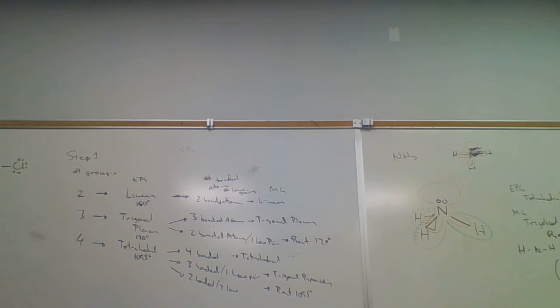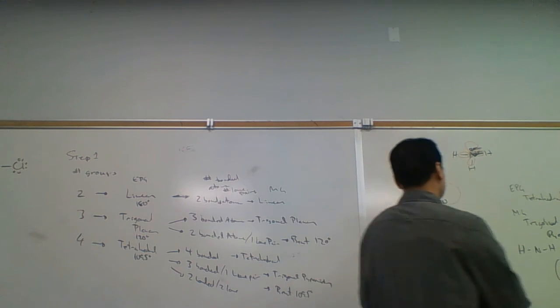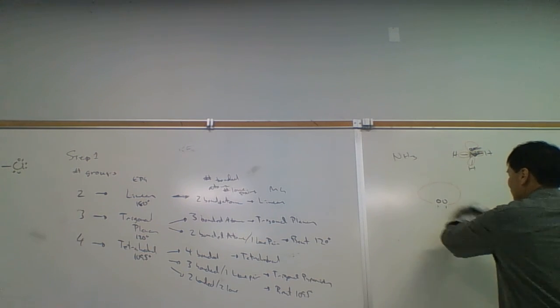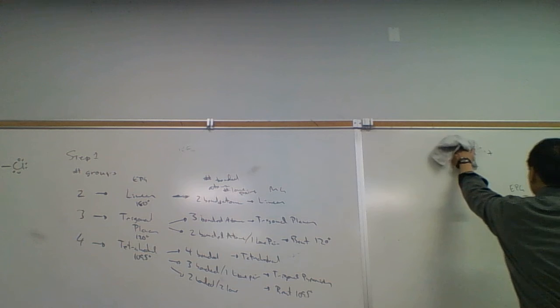So we could see what scenario we're in here. How many groups? 4 groups. With 4 groups, we have tetrahedral EPG. And then we see how many bonded atoms we have. 3 bonded, 1 lone pair. This is going to give us a trigonal pyramidal MG.